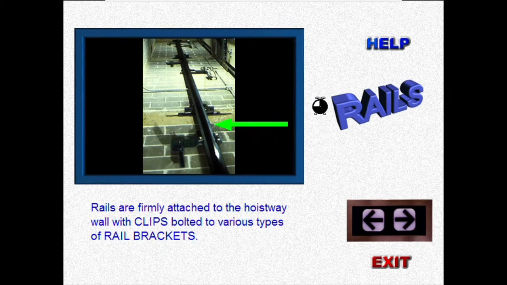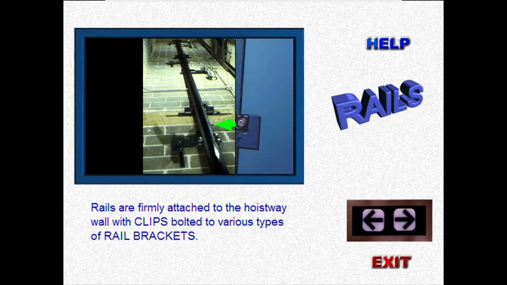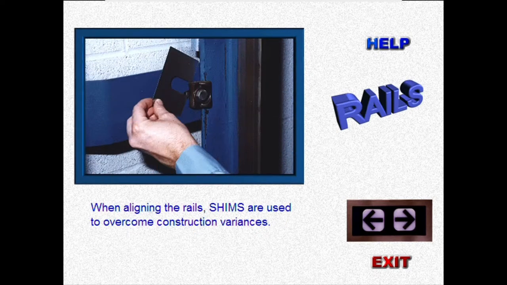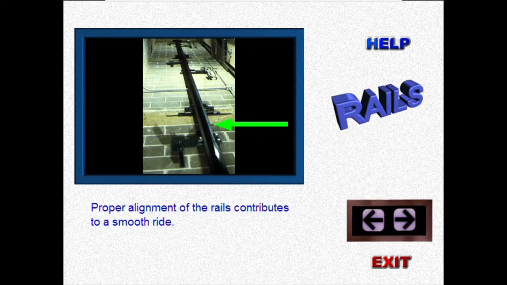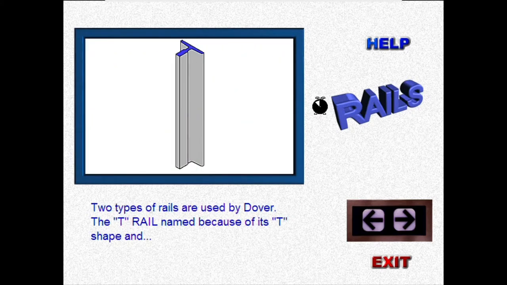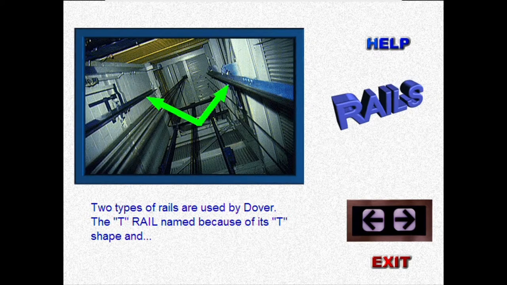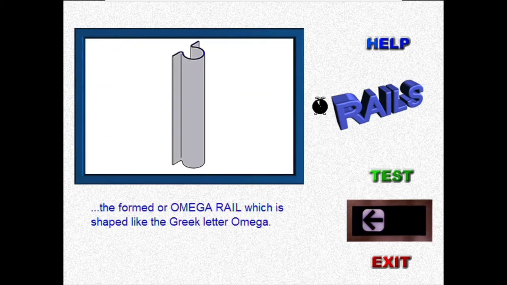Rails are firmly attached to the hoistway walls, with clips bolted to various types of rail brackets. When aligning the rails, shims are used to overcome construction variances. Proper alignment of the rails contributes to a smooth ride. Two types of rails are used by Dover: the T-rail, named because of its T-shape, and the formed or omega rail, which is shaped like the Greek letter omega.